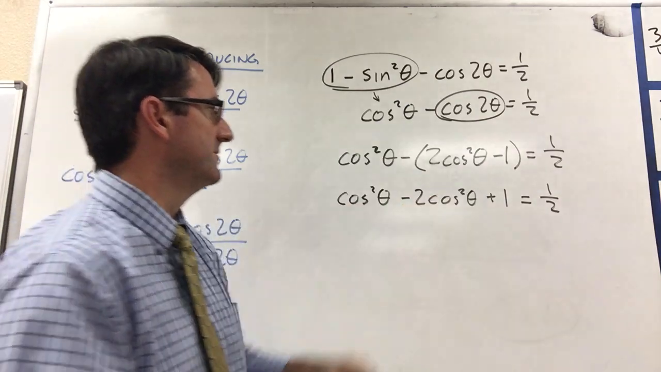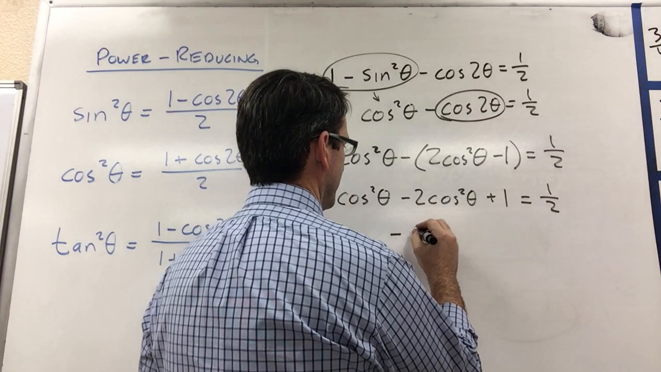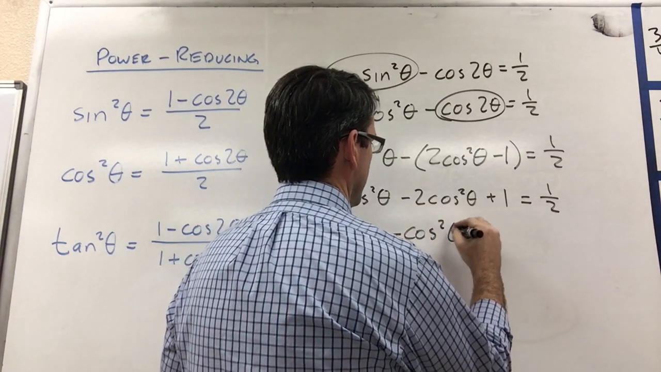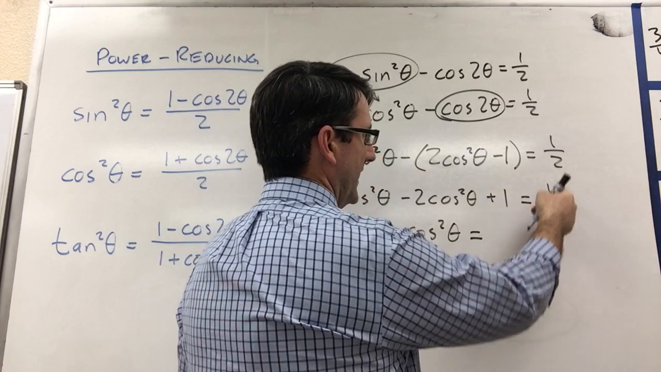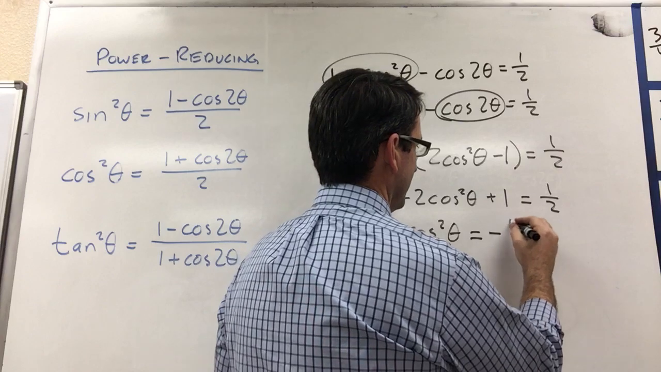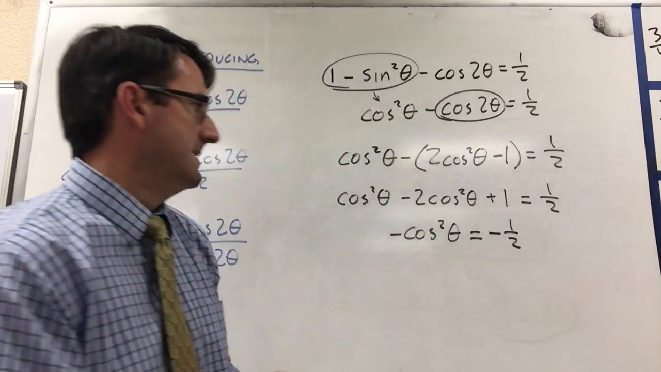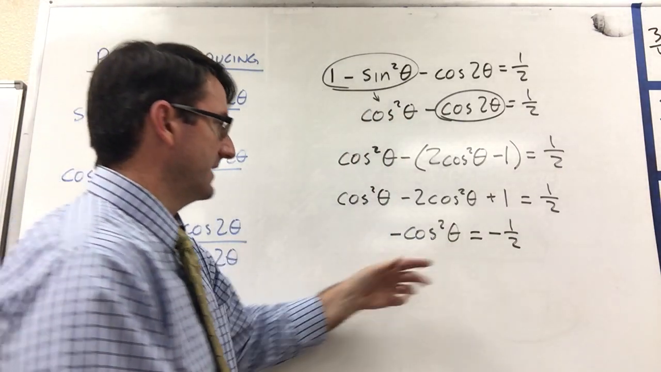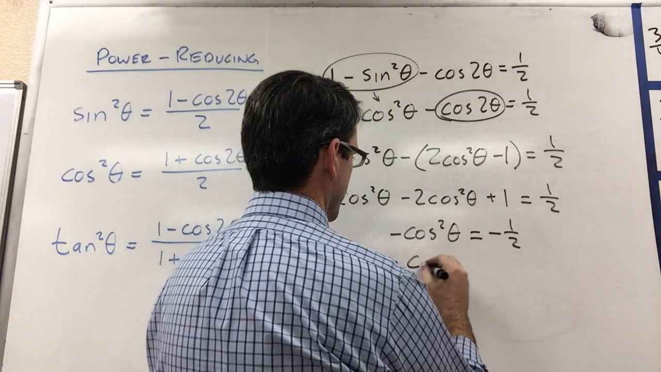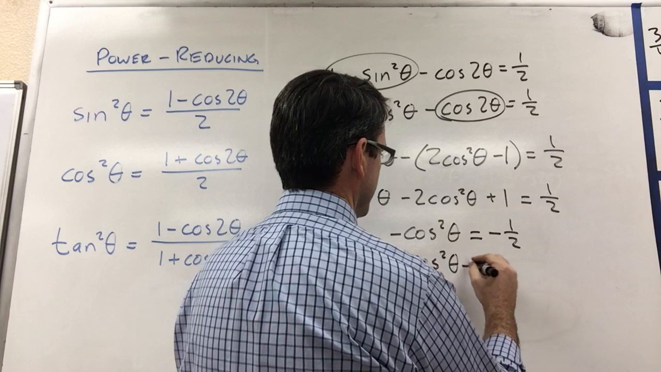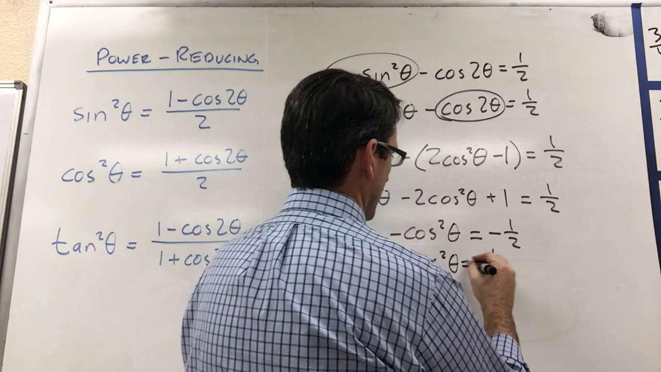Cosine squared minus 2 cosine squared is negative cosine squared theta. And then subtract 1 from both sides. 1/2 minus 1 is negative 1/2. And now both of these are negative. Let's change that. Let's multiply both sides by negative 1. So we get cosine squared theta is equal to positive 1/2.